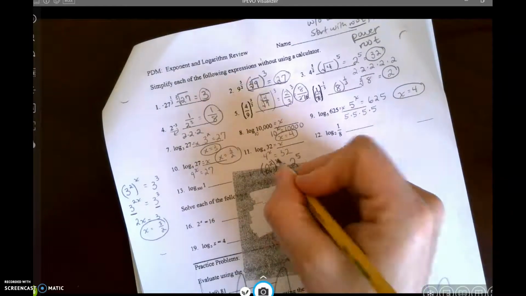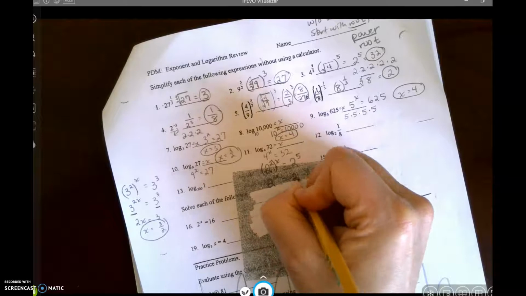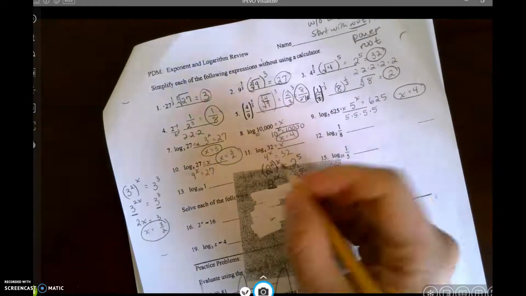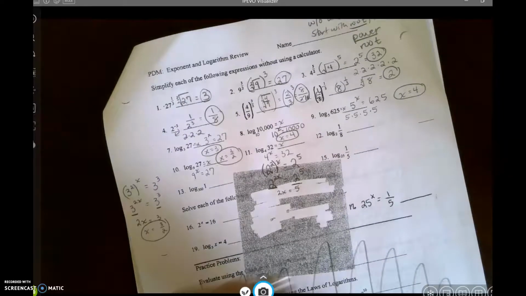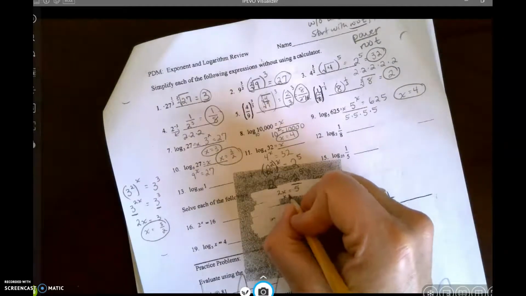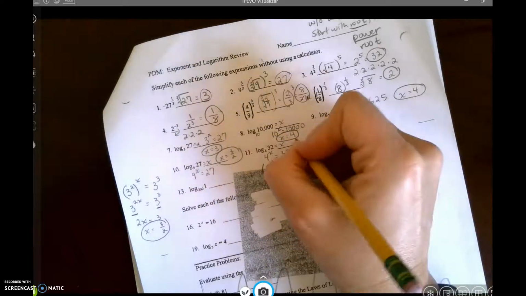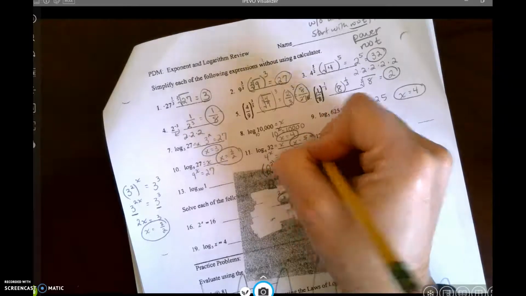And power to a power we multiply, so 2 to the 2x equals 2 to the 5th. They have the same base, so I can set my exponents equal to each other. 2x equals 5. So x equals 5 halves. X equals 5 halves.